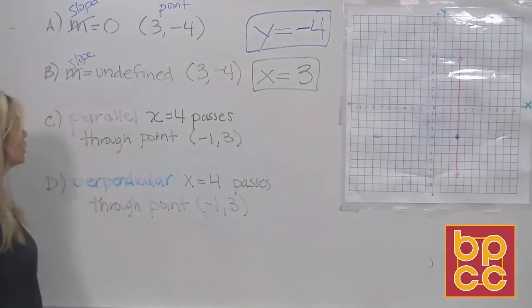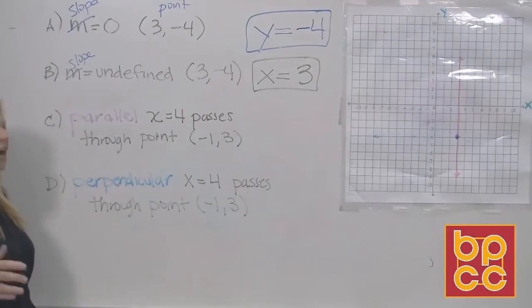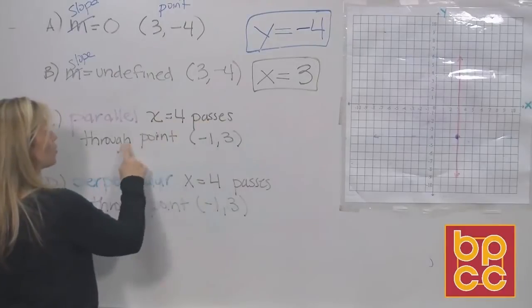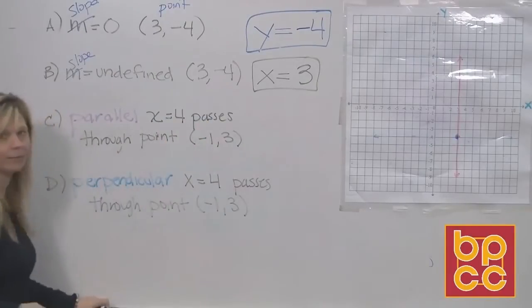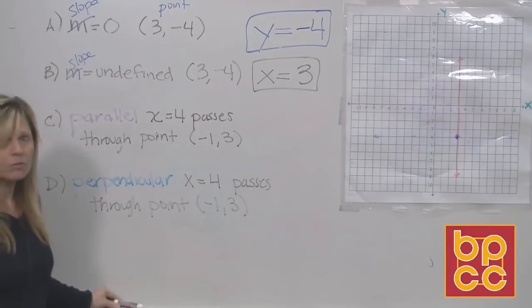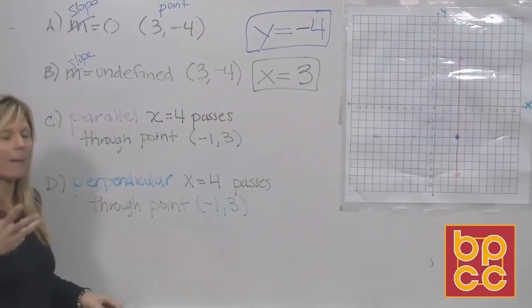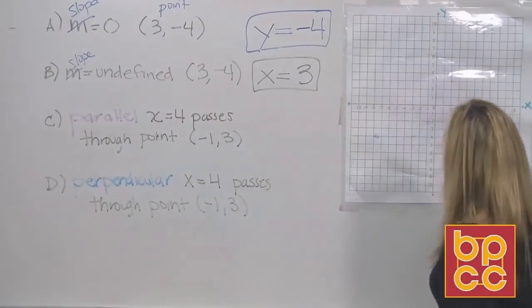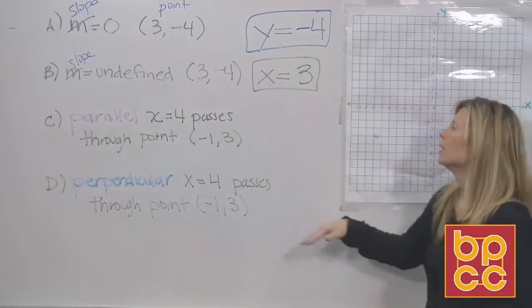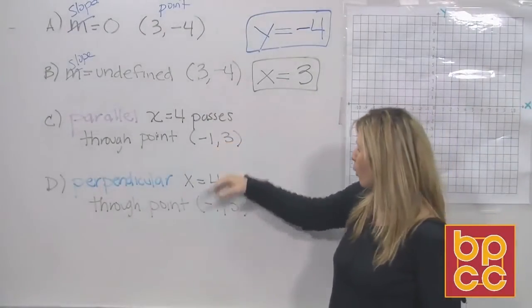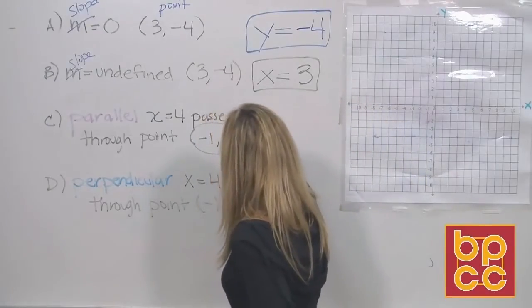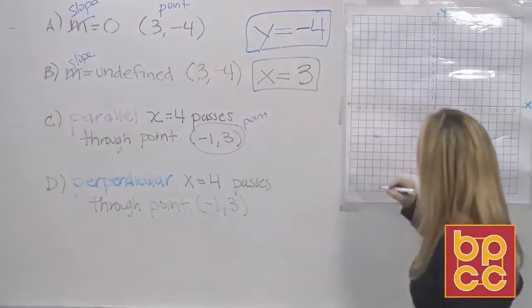All right, let's look at the third clue. Write an equation of a line that is parallel to x equals 4 that passes through the point -1, 3. That's a lot of words. So again, let's break it down and make sense out of it. The best way I know to make sense out of it is to go to graph paper. I know that this is a point. Points I can plot. So I'm going to take this point, -1, 3, and plot it.